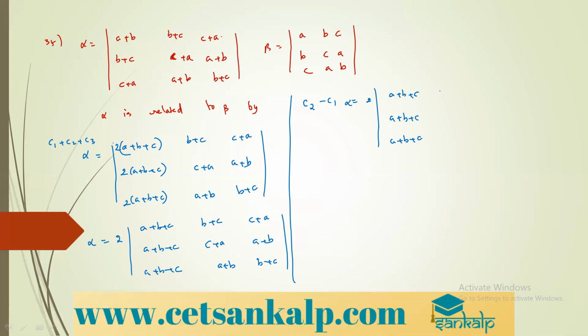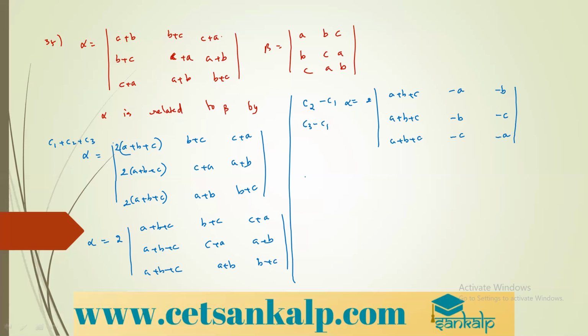Only C2 will change. B plus C minus A minus B minus C. So minus A I will have. C plus A minus B minus C. So I'll have minus B. A plus B minus A minus B minus C. So minus C. Similarly, I can apply C3 minus C1. So I'll have minus B, minus C, minus A.